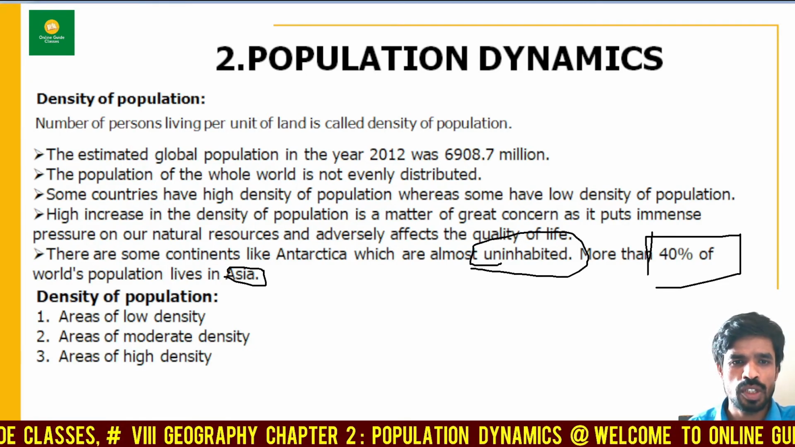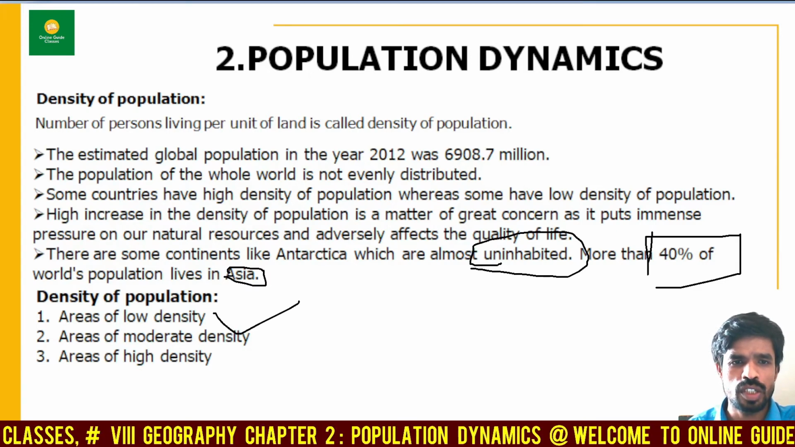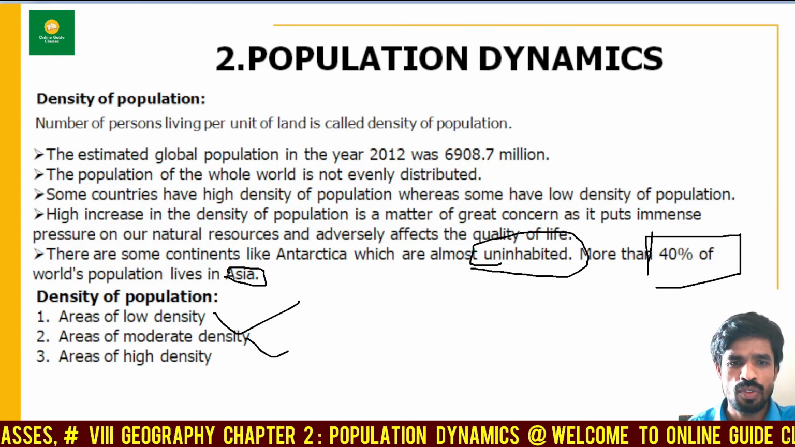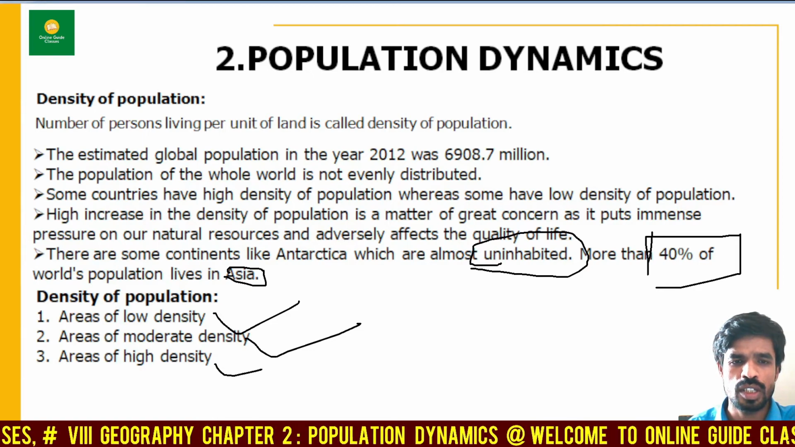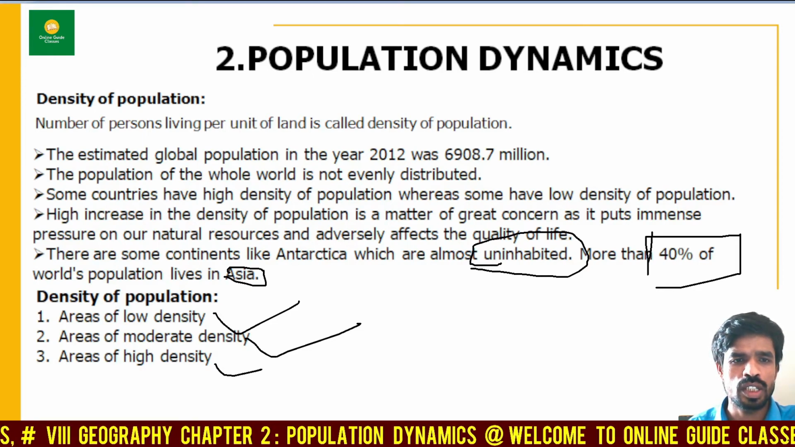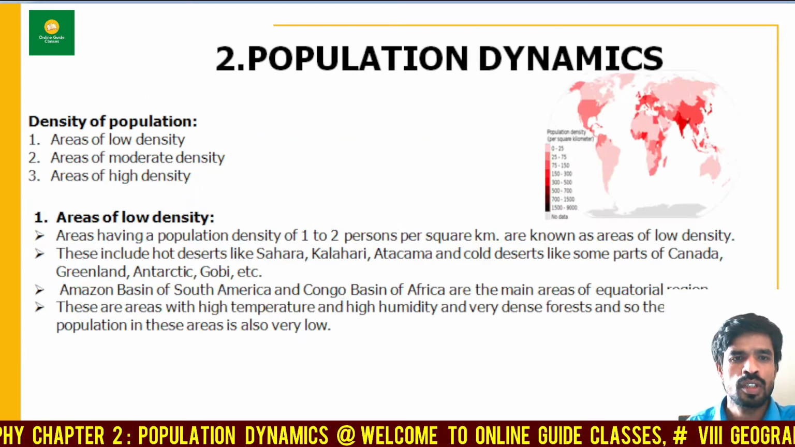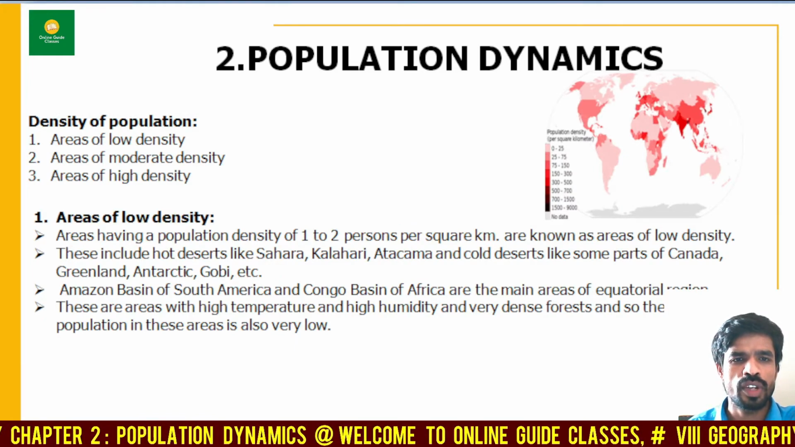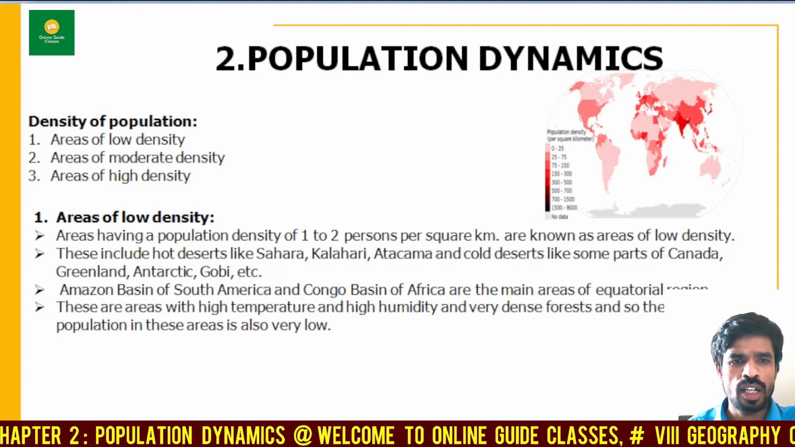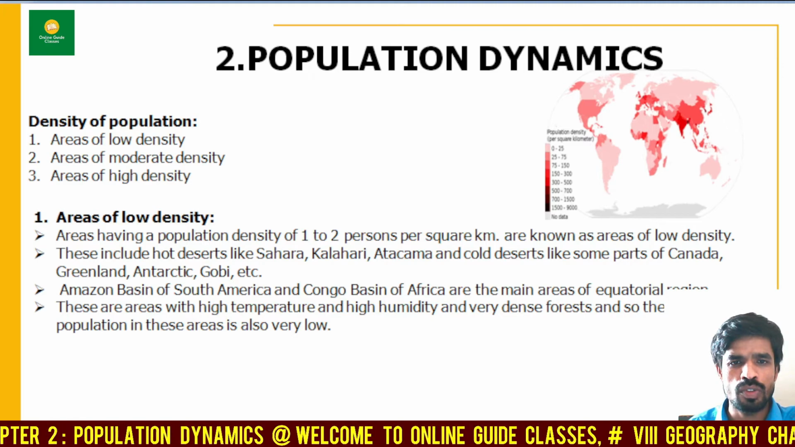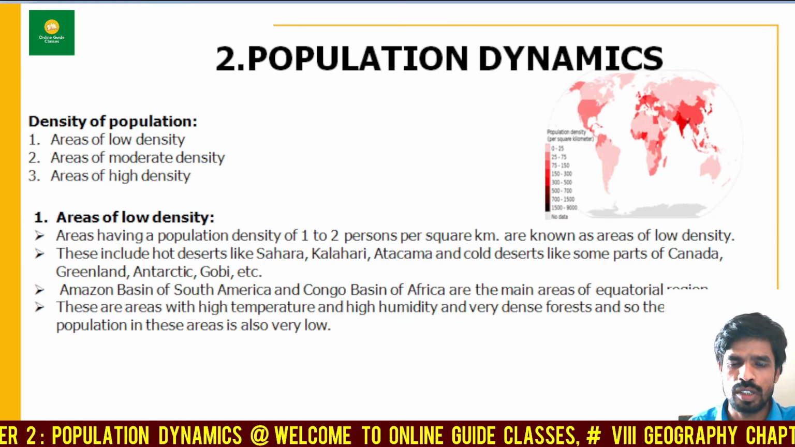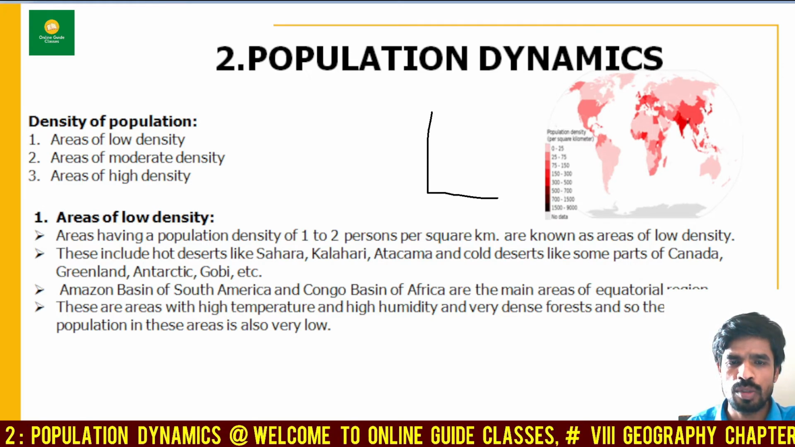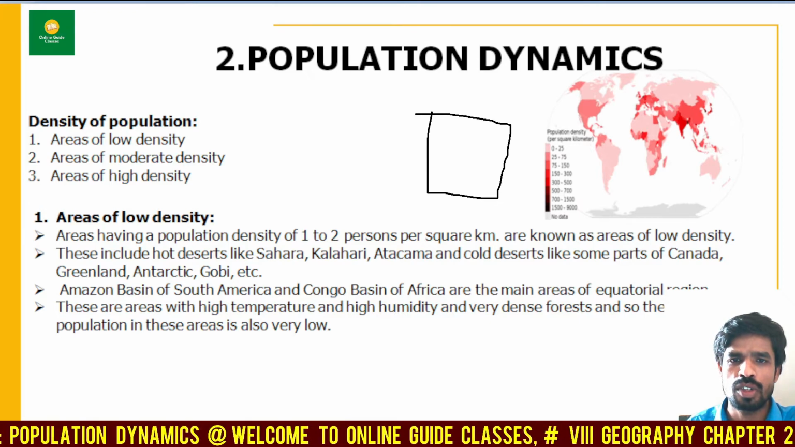The density of population is divided into three parts. The first one is area of low density, then area of moderate density, and area of high density. We are going to study these three types of density of population. So the first one, what is the meaning of area of low density? Area having population less than 1 or 2 per square kilometer. For example, you take an example of this, per 1 square kilometer.